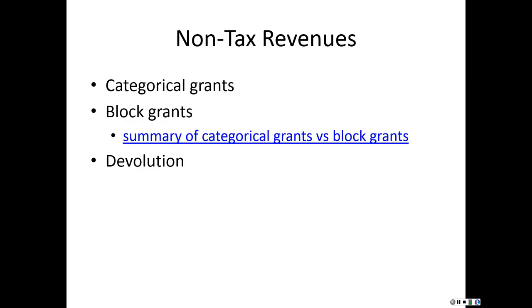So if this is the definition of devolution, which one of these grants is actually an example of devolution? Is it categorical grant or block grant? The block grant is an example of devolution. It's the federal government saying, yes, we have this authority. Yes, we can do this. However, by giving you this money, we are letting our authority go. We are delegating the responsibility to you. So block grants would be an example of devolution.